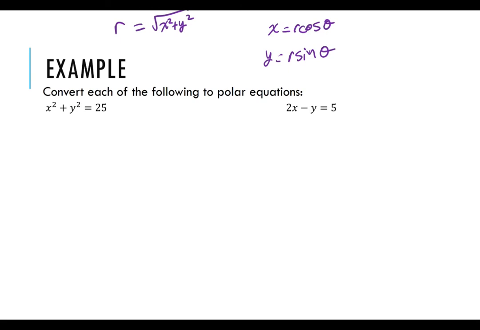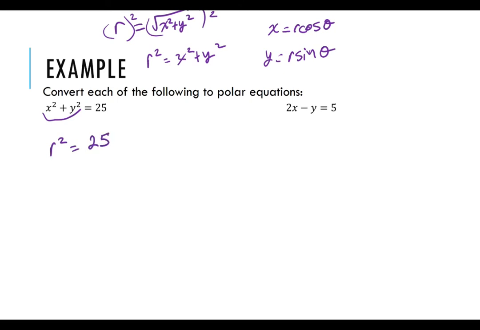So specifically, I see x squared plus y squared. Well, what if I wanted to get x squared plus y squared by itself in this equation here? Well, just square both sides, right? You're just putting it back in the normal form of the Pythagorean theorem. That is, r squared is equal to x squared plus y squared. Well, if that's the case, the fact that I have x squared plus y squared here means that's really r squared. So r squared is equal to 25.